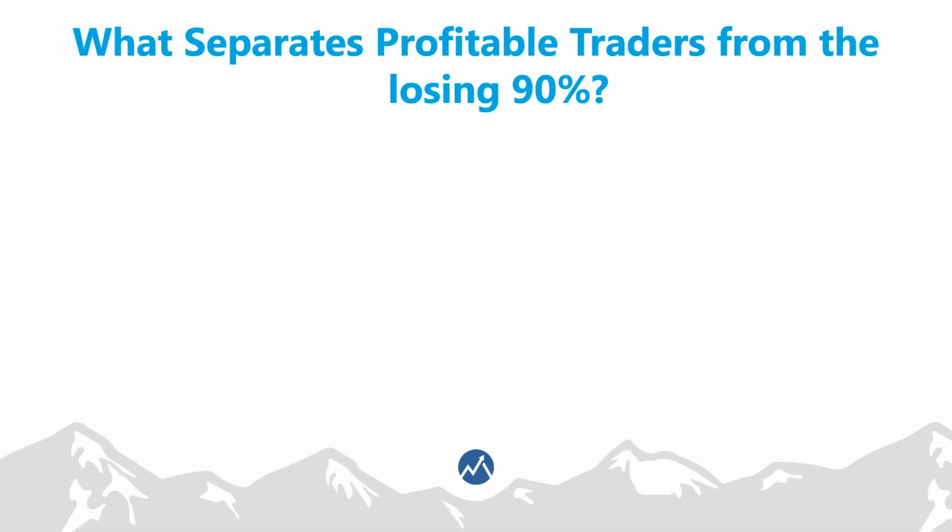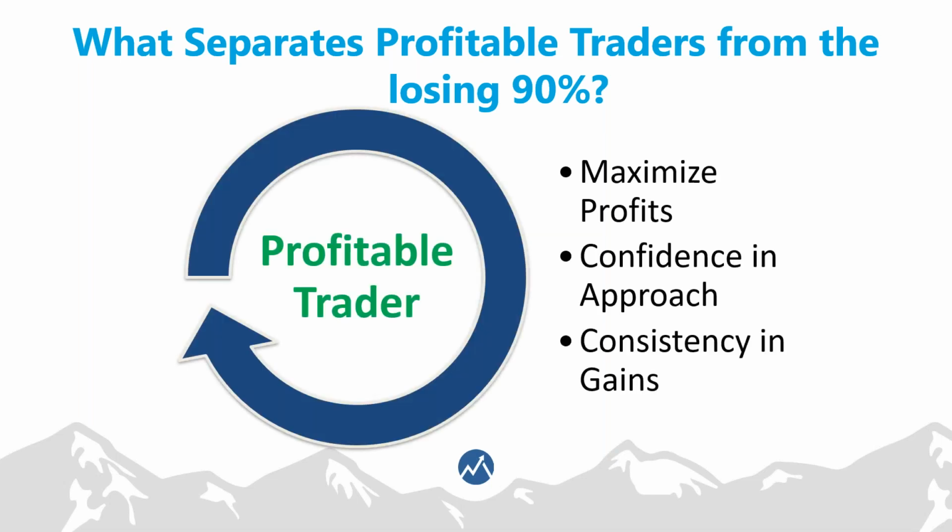So the first question I want to address, because this comes up a lot: what separates profitable traders from the 90% of traders that lose on a consistent basis, unfortunately? A profitable trader does three things. They seek to maximize their profits per trade. They know what is a realistic goal per trade based on risk and reward. Then they have confidence in their approach.